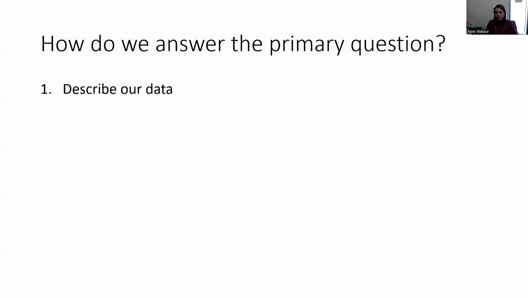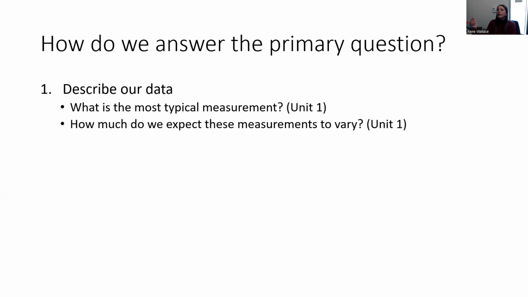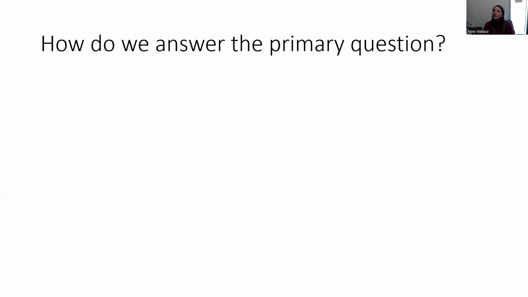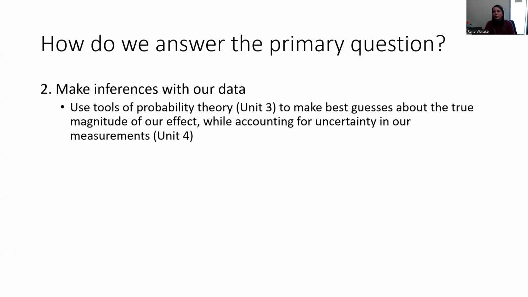Well, we have to be able to describe our data. So in Unit 1, we'll talk about that, right? What's the most typical types of measurements and how do we expect these measurements to vary? What's the standardized effect size? We'll talk about effect size in Unit 2. And then we'll make inferences with our data. So we'll take that data and then we will infer things from that. We'll use tools of probability that we'll look at in Unit 3, and we'll make best guesses about the true magnitude of our effect while accounting for uncertainty in our measurement, which we'll talk about in Unit 4.